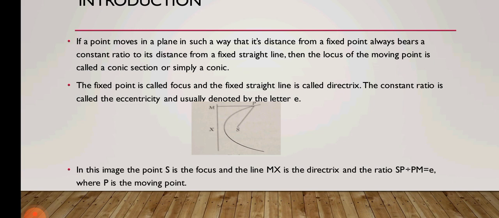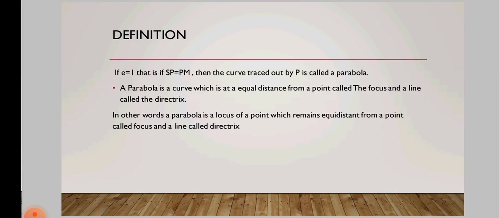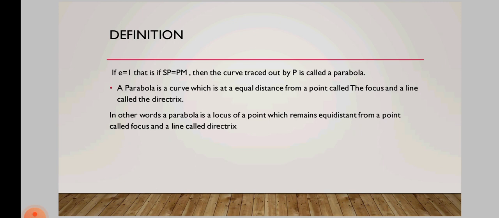So now this is a conic section. A parabola is also a conic section, but in the case of a parabola, e is equal to 1. That means SP is equal to PM, so the point P moves in such a way that it traces equal distance from the fixed point and the fixed line. The fixed point S is called the focus of the parabola, and the fixed line is called the directrix.